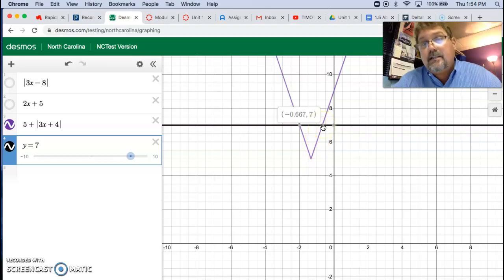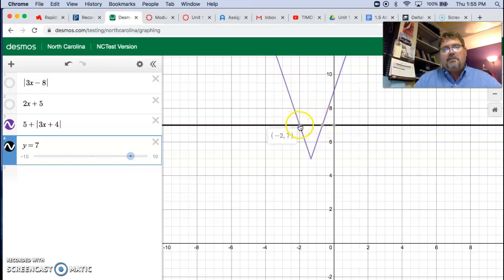Now, if it's in Delta Math and they want exact values, you're going to have to know that that's a -2/3 for your fractions. We'll see what happens. You can just let me know.